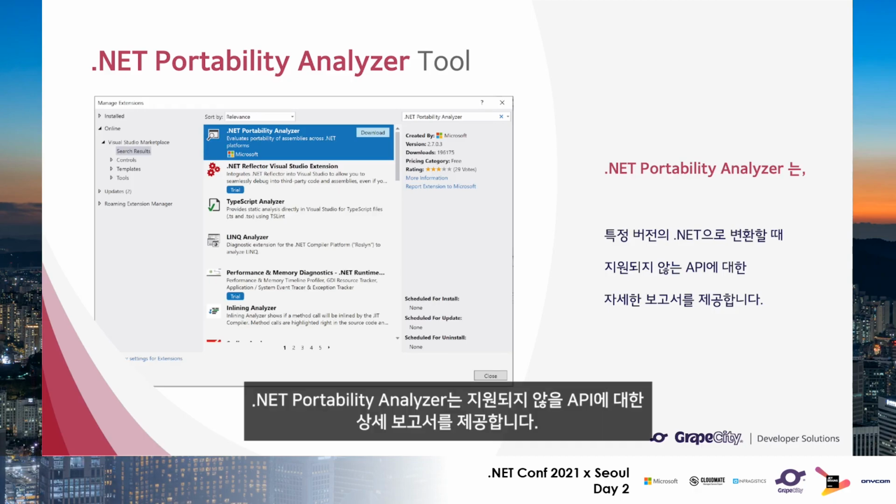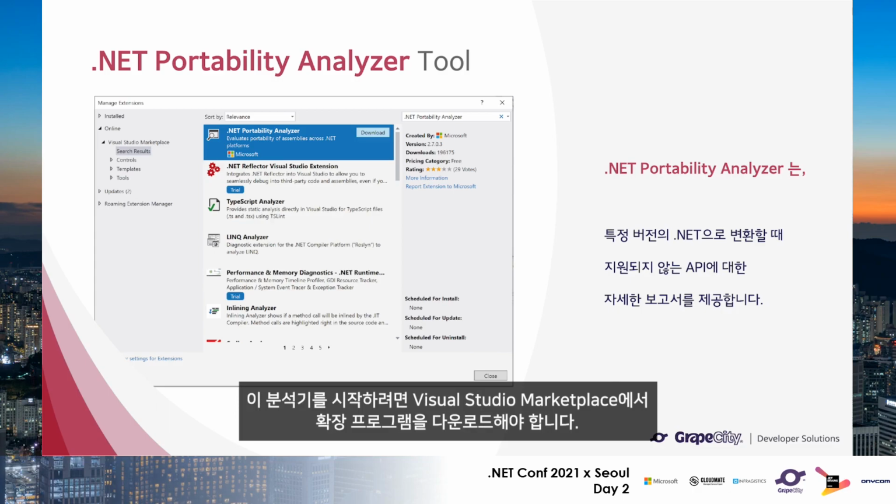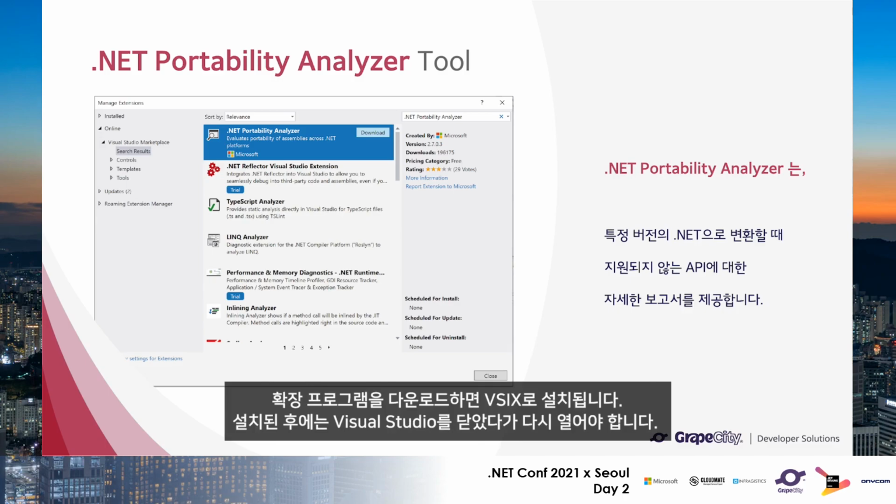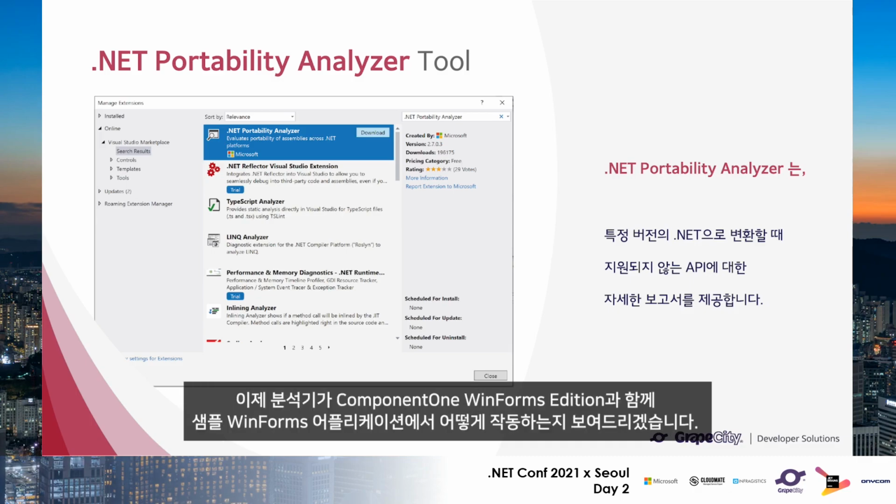The .NET Portability Analyzer provides a detailed report on which APIs your app is using that won't be supported when you port it to a specific version of .NET. To get started with it, you must download the extension from the Visual Studio Marketplace. You download the extension, which will install as a VSIX. Then you must close and reopen Visual Studio. Now let me demonstrate how this works on a sample WinForms application with ComponentOne WinForms Edition.